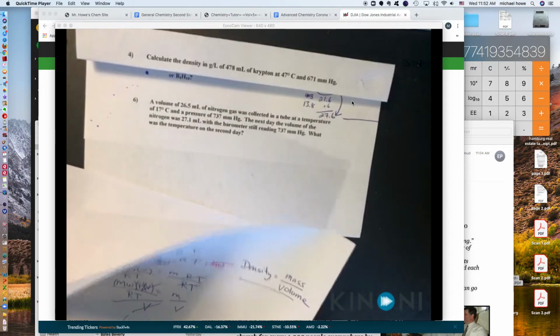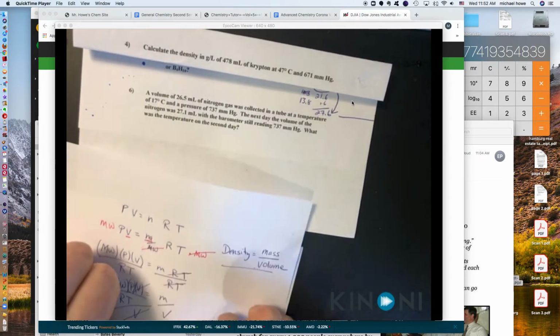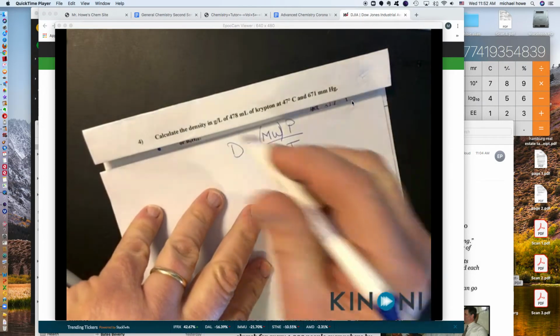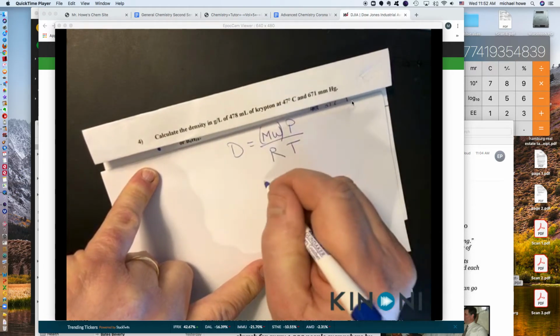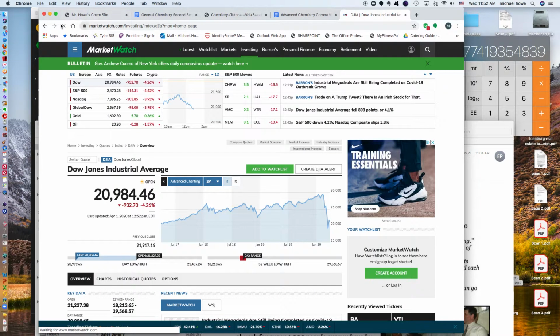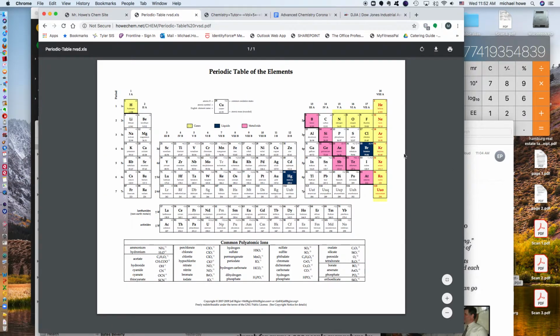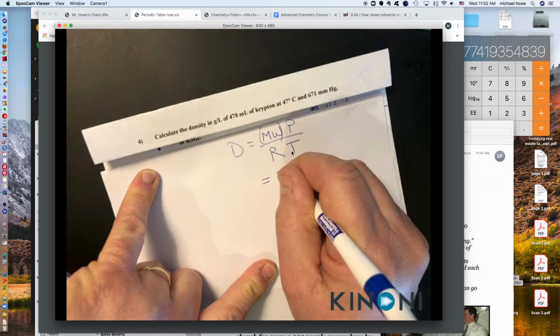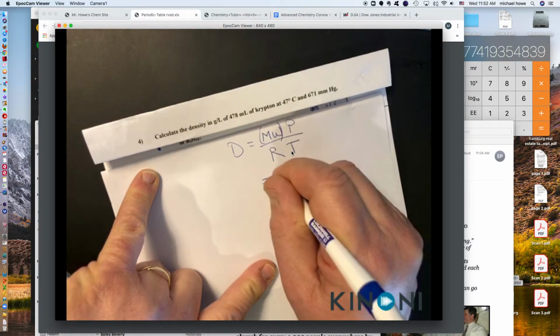I'm going to rearrange my sophisticated whiteboard and come back to this problem. So now we want to find the density, and we want it in grams per liter. So we know it's krypton. So to find out, you've got to find the mass of krypton. And krypton's over here. It looks like it's 83.8. So if we go back to our camera, 83.8 is a molecular weight.